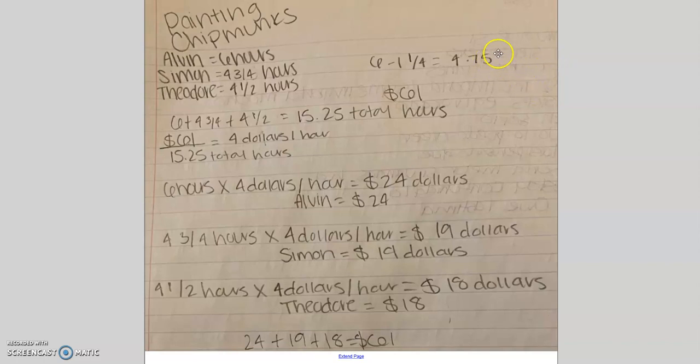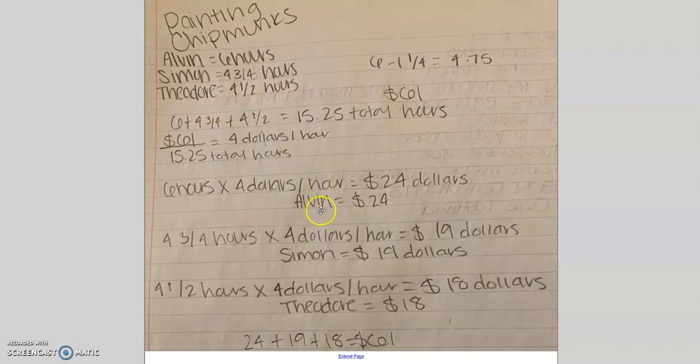Let's take a look at last night's homework here, starting with number 7, the chipmunk problem. Here's how many hours they all worked. You add them all up, that's the total number. And then here's where we actually have our rate. We know that this was the total number of dollars, $61. So we do dollars divided by hours. So 61 divided by 15.25, that is exactly $4 an hour.